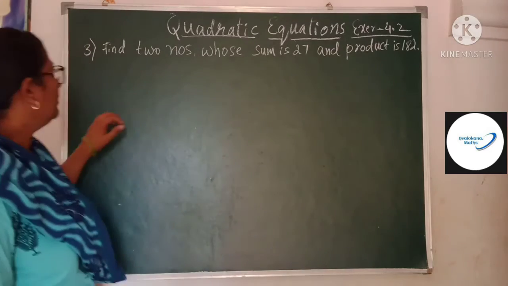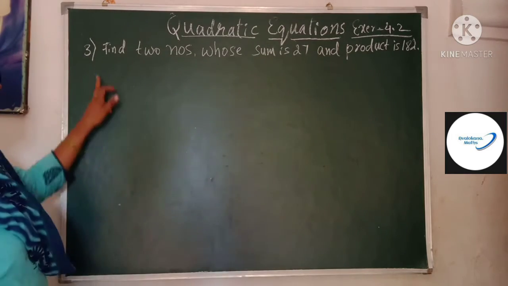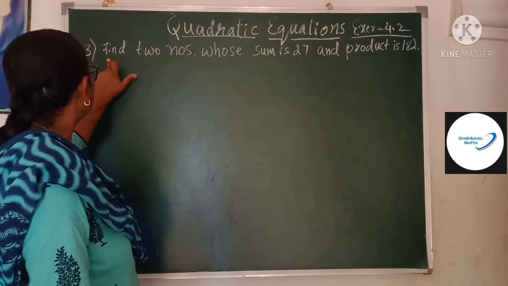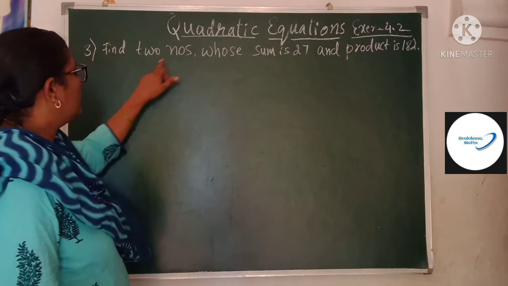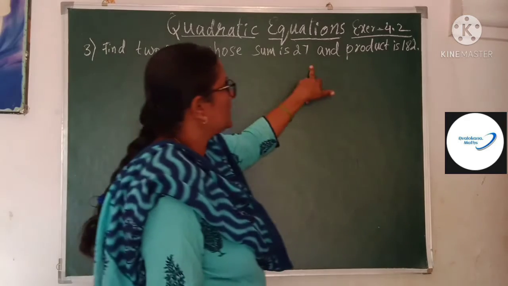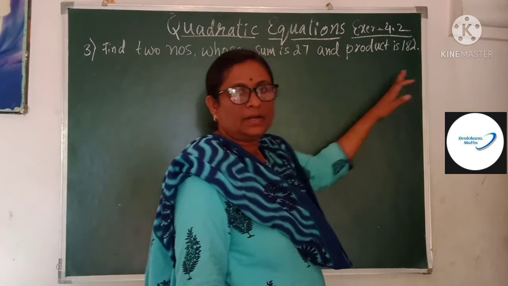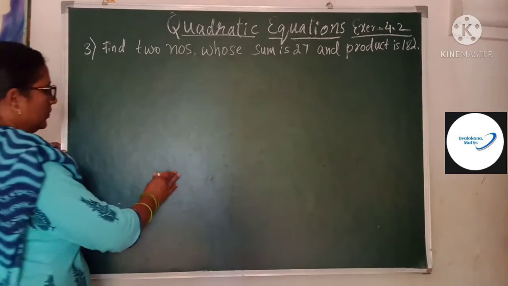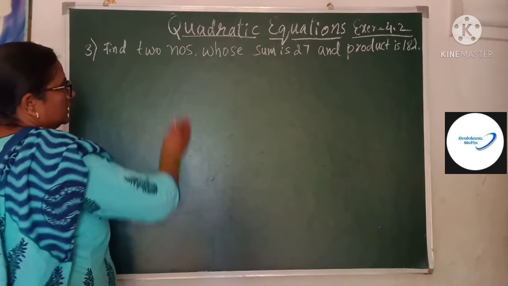Okay, moving to the second bit of exercise 4.2, that is the second exercise of quadratic equations. The question is something like this: find two numbers whose sum is 37 and product is 182. So this is the question, and listen to how to do this one. Find two numbers, they are saying.